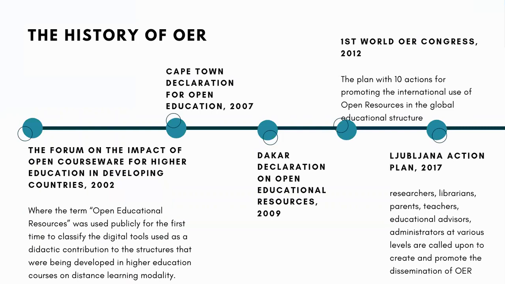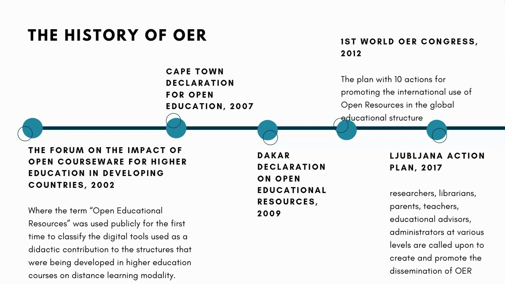For the beginning, we brought to you a short timeline of facts that marks the history of OER. The first one was the Forum on the Impact of Open Courseware for Higher Education in Developing Countries that occurred in 2002, where the term open educational resources was used publicly for the first time to classify the digital tools used as a didactic contribution to the structures that were being developed in higher education courses on distance learning modality.